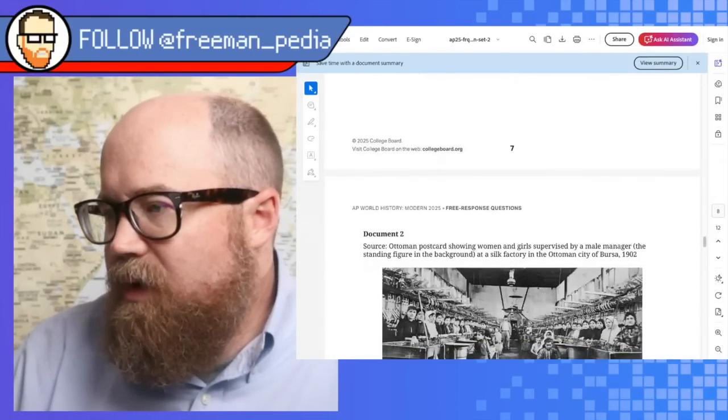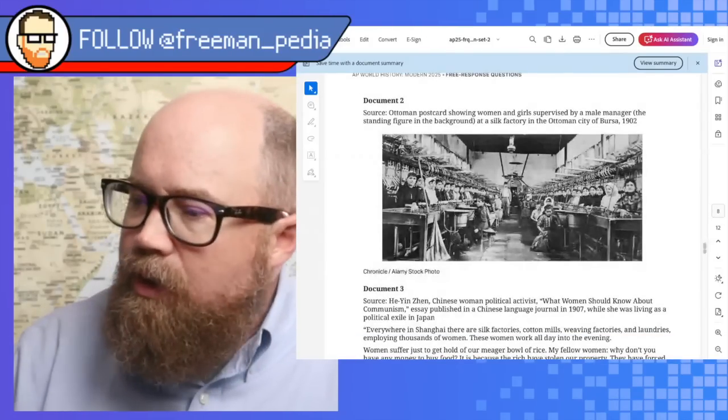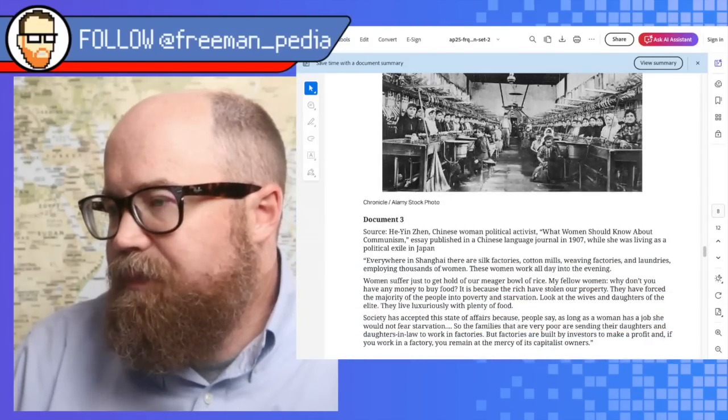Then document 2, you get a photo. Cool. Ottoman women working with a man in charge. So that should give you some ideas of what's up.